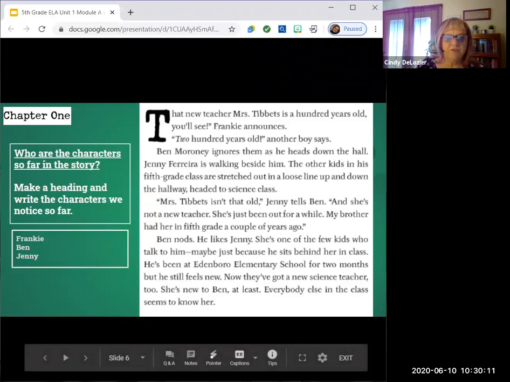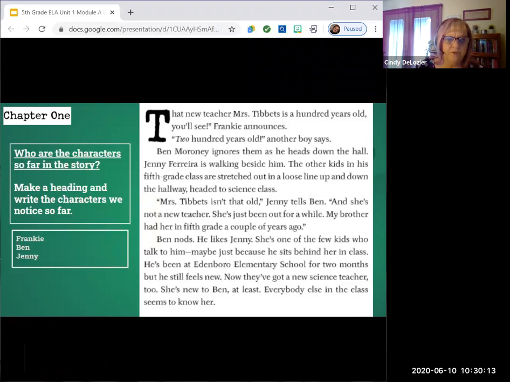So who are the characters so far in the story? Would you say Mrs. Tibbets is? Why or why not? We do know Frankie, Ben, and Jenny are definitely characters. Would we mention the boy that said 200 years old? At this time, I would say he's a minor character, just appearing in the class, and I wouldn't really list him as a character.